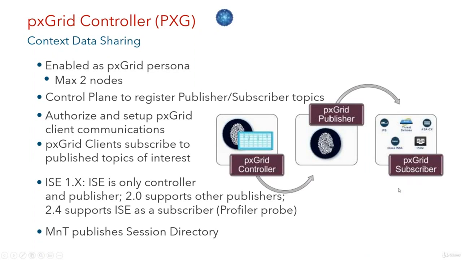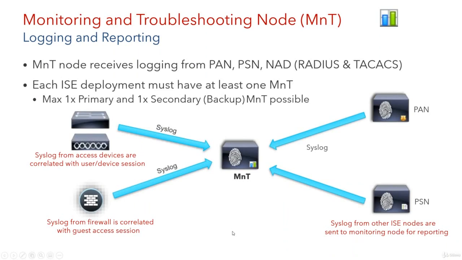So here you can see the subscriber list where you can see the ASA, IPAM, WSA, IPS and other devices. Now starting from 2.4, ISE is also supporting a subscriber, that is the profiler probe. So although you are getting the information in terms of context, you can send the information as well in terms of profiler probe. That's the use of pxGrid. Again, it's very important: if we are in a highly secure environment, we enable pxGrid and use it properly. Then finally, we have the MNT, monitoring and troubleshooting node.